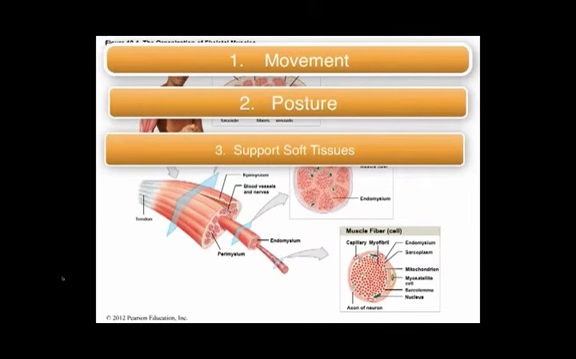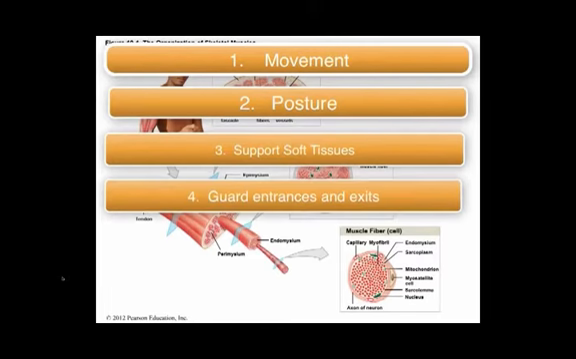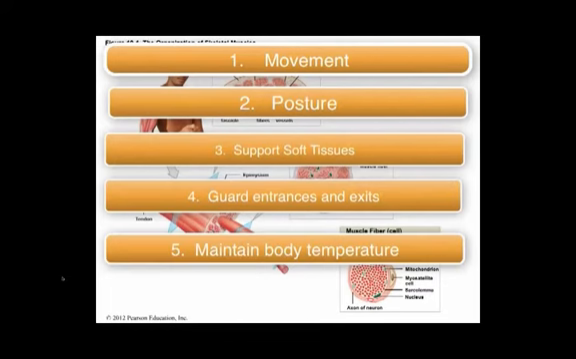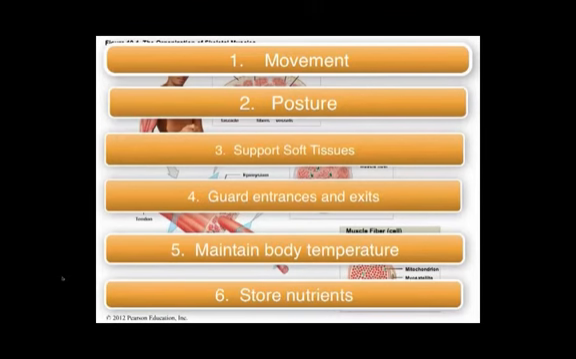Skeletal muscles support soft tissues such as abdominal muscles and pelvic floor muscles, supporting the organs of the abdominal-pelvic cavity. Skeletal muscles guard entrances and exits by surrounding the openings of the digestive and urinary tracts. Skeletal muscles maintain body temperature by releasing heat when they are working. And finally, skeletal muscles can store nutrient reserves because the protein in muscles can be broken down into amino acids, which can then be used to produce energy.